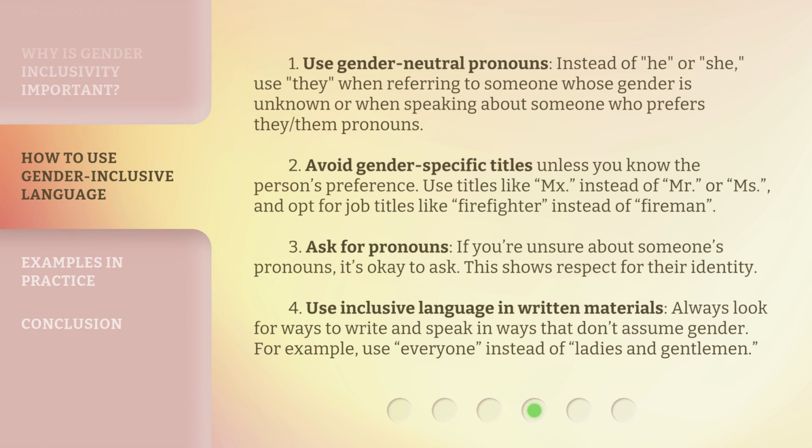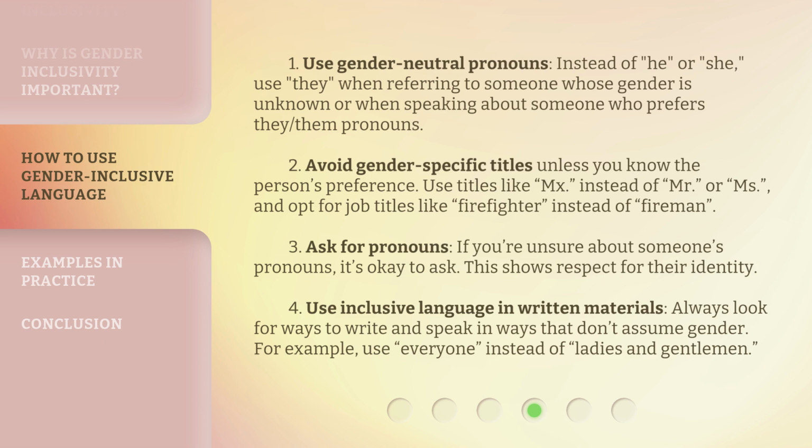1. Use gender-neutral pronouns. Instead of he or she, use they when referring to someone whose gender is unknown or when speaking about someone who prefers they/them pronouns. 2. Avoid gender-specific titles unless you know the person's preference. Use titles like Mx. instead of Mr. or Ms., and opt for job titles like firefighter instead of fireman.